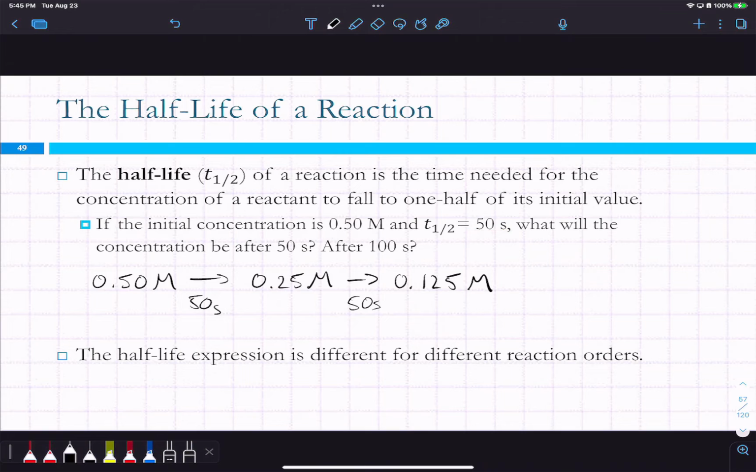But half-life expression is different for different reaction orders. So if we have a different reaction order, the calculation for half-life is going to be something else. And you can derive those half-life equations pretty easily from the integrated rate law equations, right? Because again, integrated rate law equations are telling us the relationship between concentration and time, how it changes over time. So it'll tell us something about half-life.